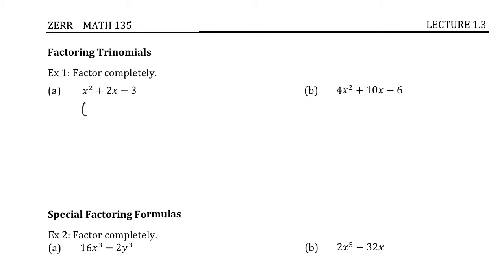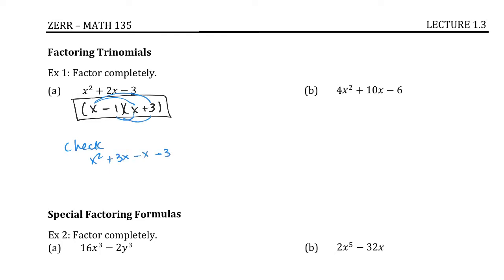Okay, let's just do a quick little review on factoring. So factoring just means to write that trinomial as a multiplication problem. So if we figure out, okay, what's going to multiply to -3, that could be 3 and -1. And then if I were going to check this, I could just distribute my x, so I'd get x squared plus 3x minus x and minus 3.